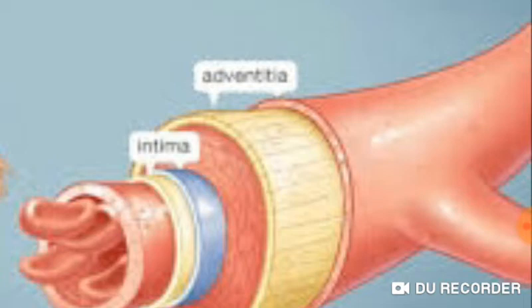Clinical features of peripheral arterial disease include intermittent claudication, severe limb ischemia, acute limb ischemia, atheroembolism, and last is subclavian steal.